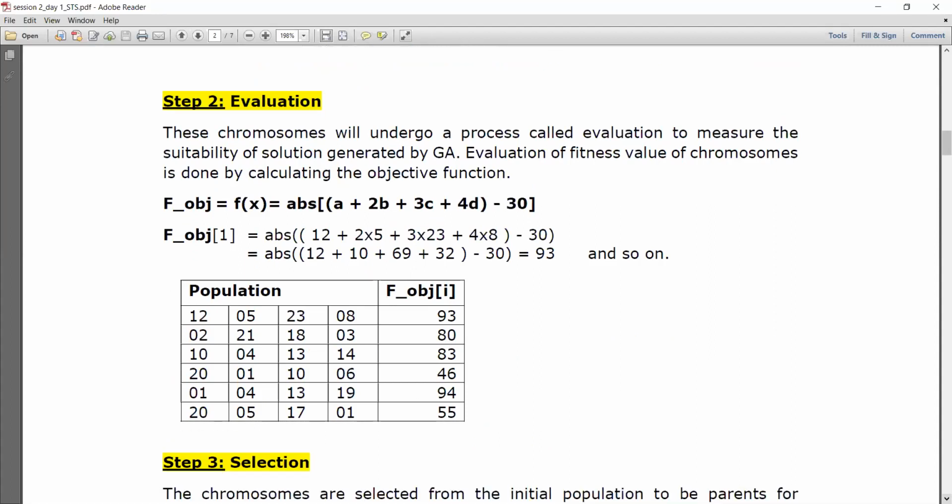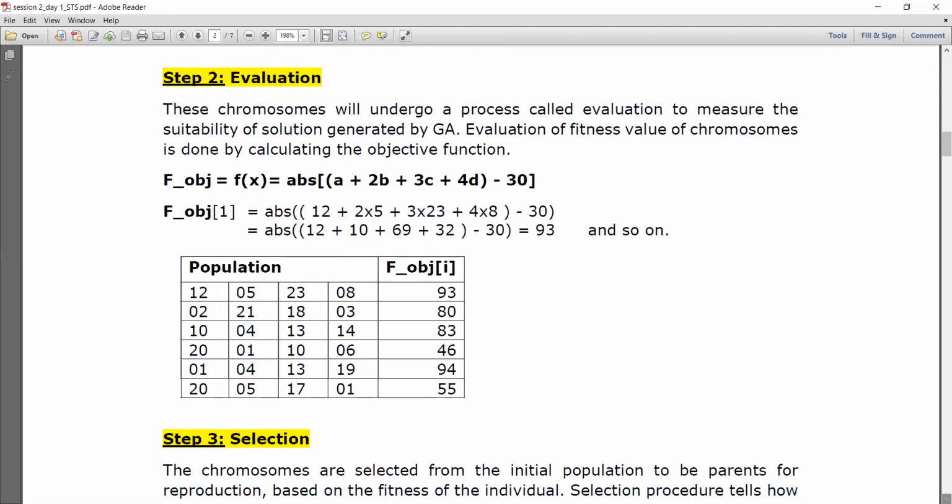Now we have already formulated an objective function, is it not? That is a plus 2b plus 3c plus 4d minus 30, is it not? We are interested in minimizing this objective, am I right? So now let us find the objective function value for each of these chromosomes, each of these solutions, in the second step. I have also shown you how to find the objective value.